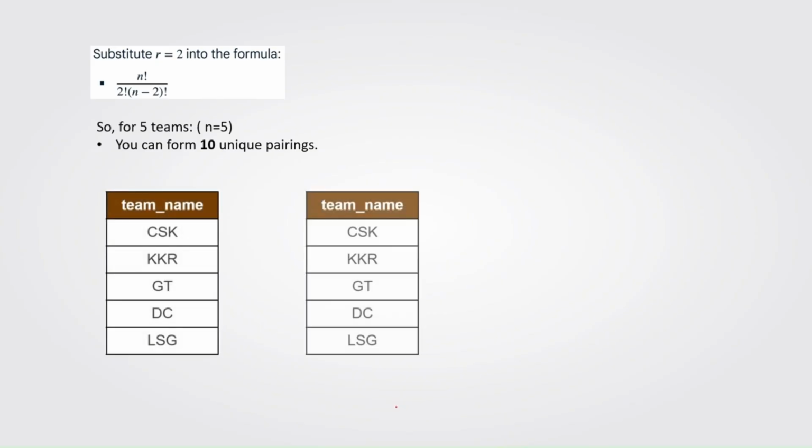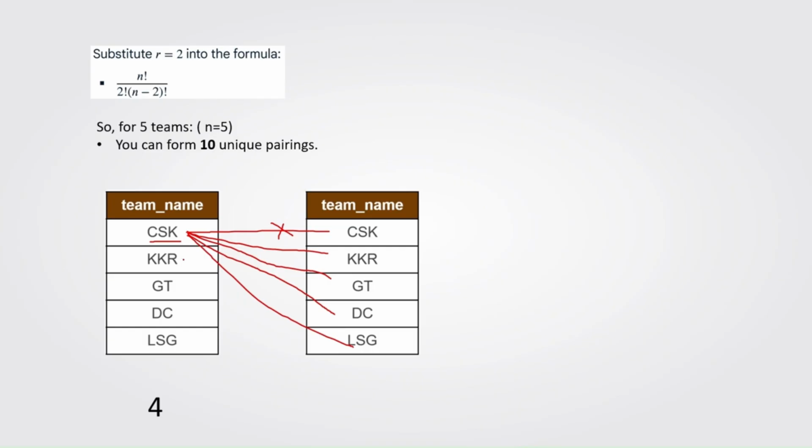Since we are going to perform a self join, let's match each record of the left table to each record of the right table. Let's take the case of CSK. CSK versus CSK is going to be invalid. Next, CSK versus KKR, CSK versus GT, CSK versus DC, CSK versus LSG. So there could be 4 possible combinations that come from CSK.